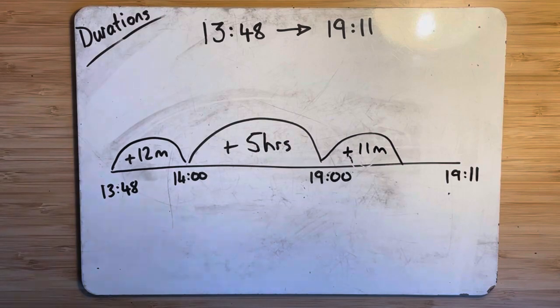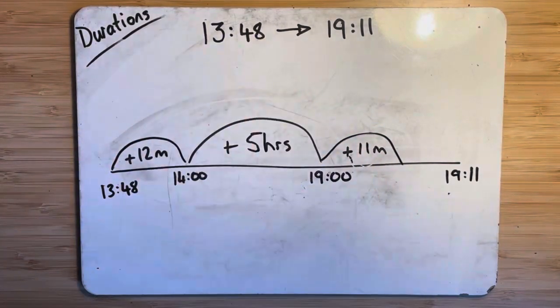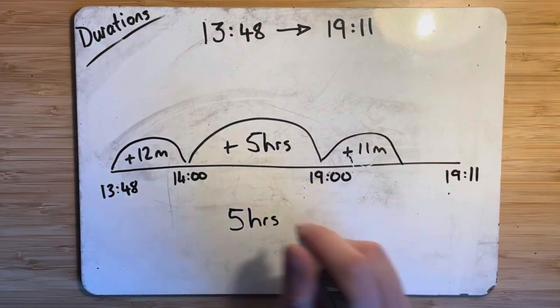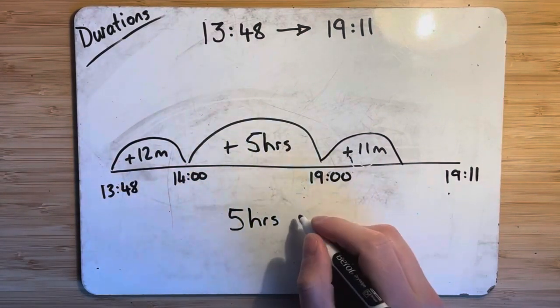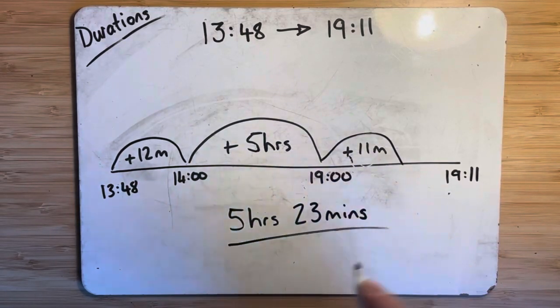So now I could just go back and add up all my chunks to find out what that gap was in between there. And I can see that it was 5 hours, and it was 12 plus 11 minutes, so 23 minutes. So that's my gap in between those two times.